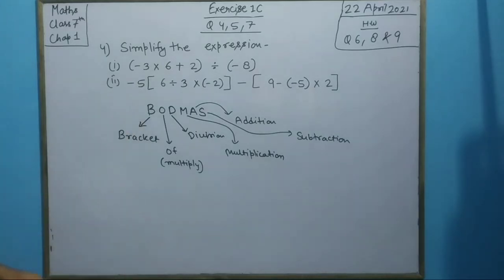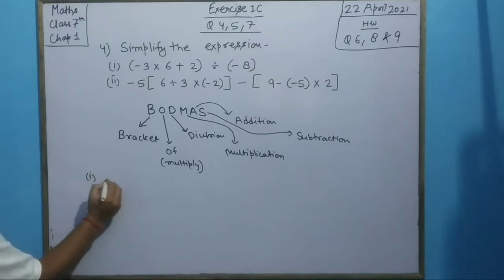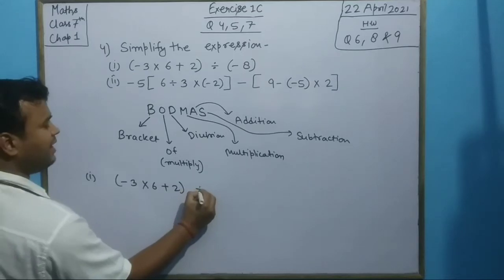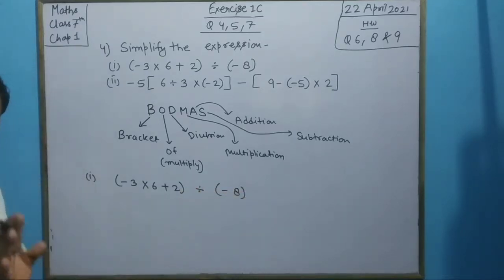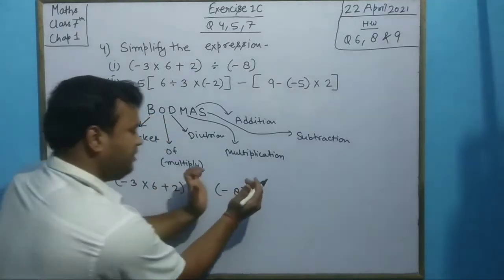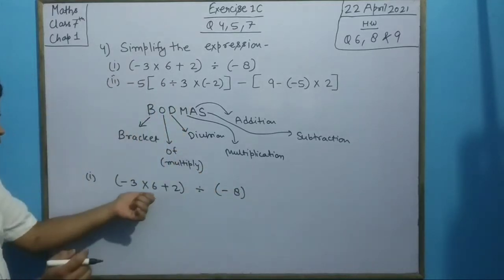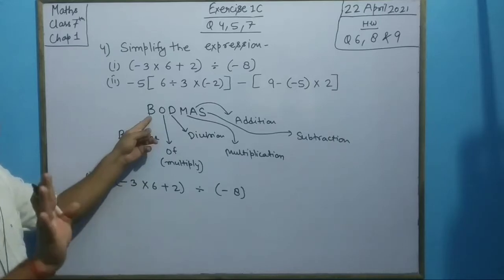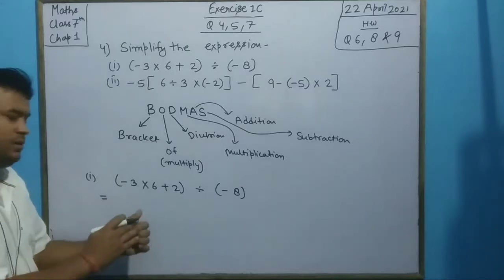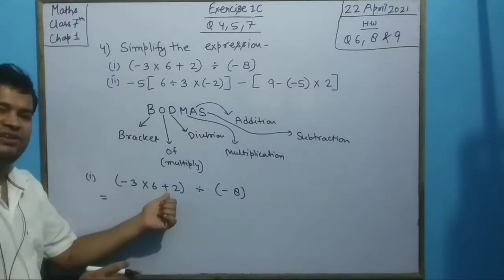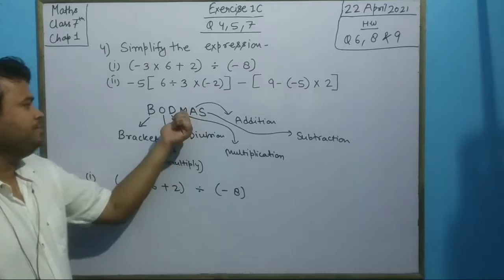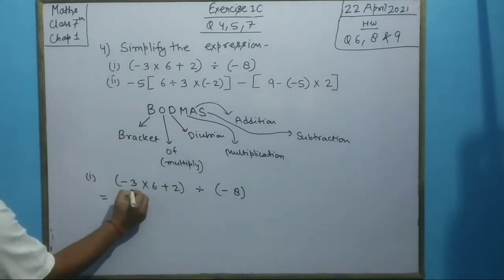So let us see the first one. It is minus 3 into 6 plus 2, divided by minus 8. Here the first thing to be operated is the bracket. So what will you operate first? You will solve the bracket first. Inside the bracket there are various signs: multiplication and addition. Multiplication comes first before addition, so we will multiply first.